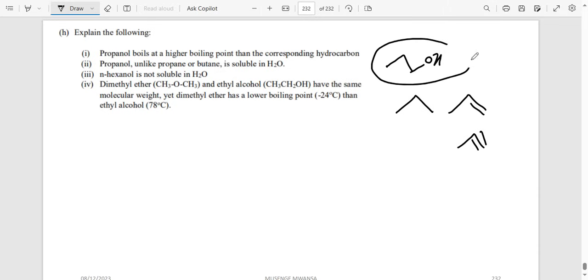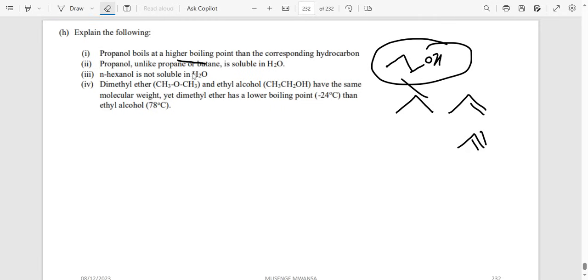Now this one is going to have a higher boiling point because of hydrogen bonds. It has an OH that can form hydrogen bonds with the other compounds in solution, and that makes it hard for you to break those hydrogen bonds. Because it's hard to break those hydrogen bonds, it will take higher energy to break them, and that raises the boiling point in comparison to these others.